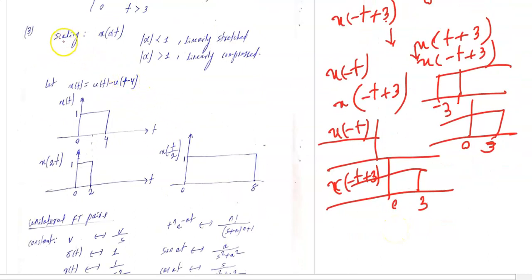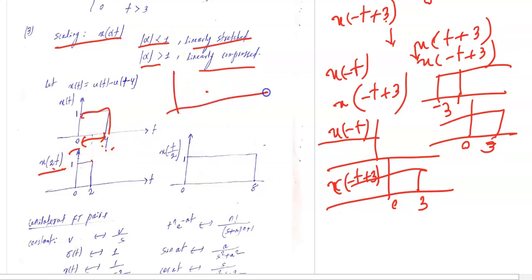Then scaling, with respect to the time axis, not amplitude. You remember that amplitude is not affected, whatever operation we are doing. So when the magnitude of alpha is less than 1, it is linearly stretched. When the magnitude of alpha is greater than 1, it is linearly compressed. The best example here: 0 to 4 is the original signal. For x(2t), where 2 is greater than 1, it is linearly compressed by 2. So just divide each point by 2.